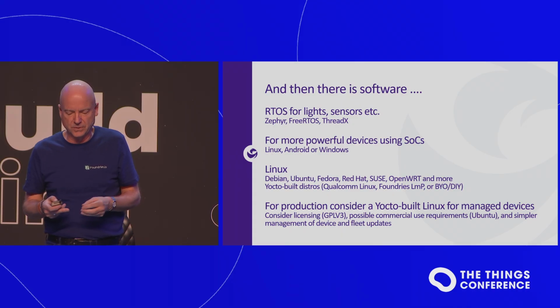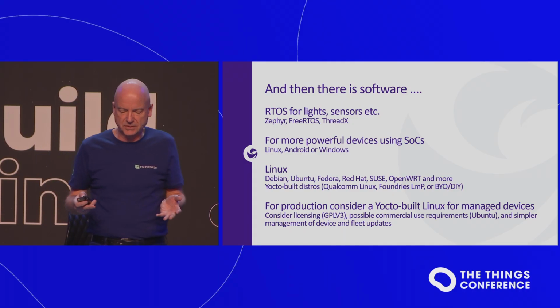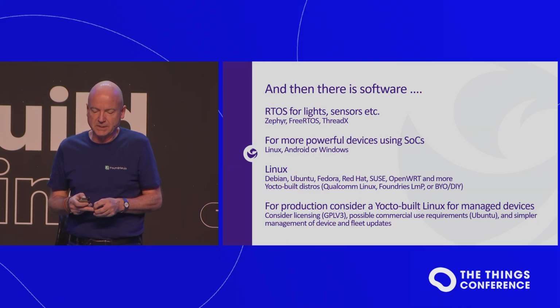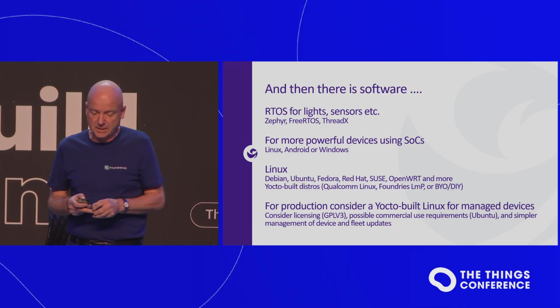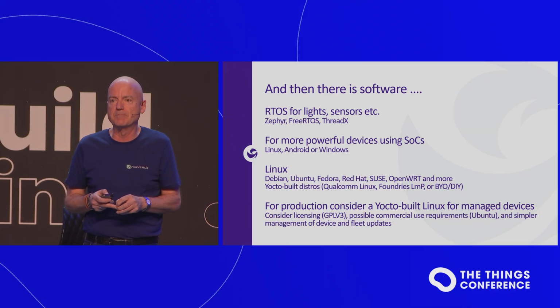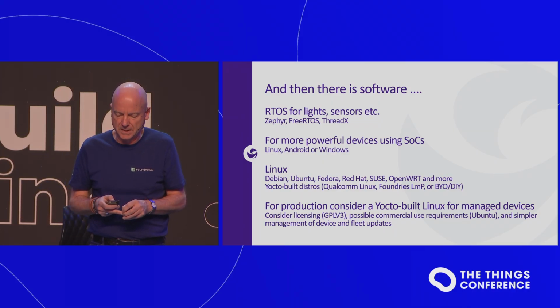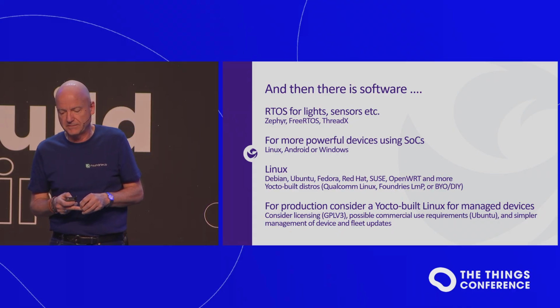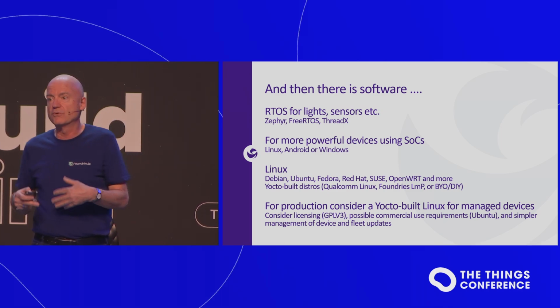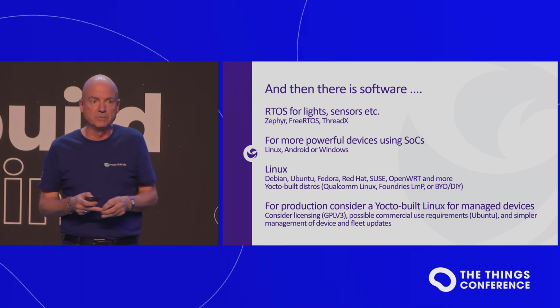Do you build your own? Do you use something off the shelf? As developers, we've all liked to use Debian or Ubuntu, but there's plenty of other choices depending on your application. And there's build your own distro. So Yocto is a toolkit for basically building Linux distros. And things like Qualcomm Linux, Foundries' LMP, Linux microPlatform, or bring-your-own do-it-yourself distros can be built with Yocto.